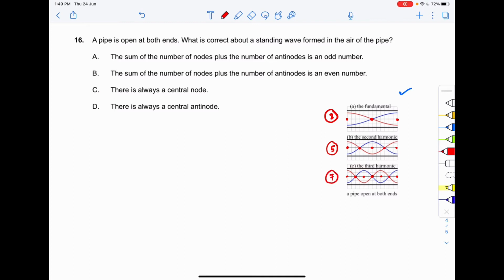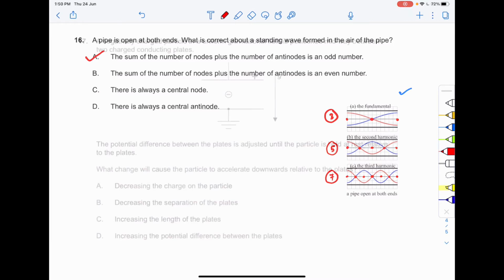So in this way the total number of nodes plus antinodes will always be an odd number. So the correct option to your question number 16 will be option number A. I hope you got the question.